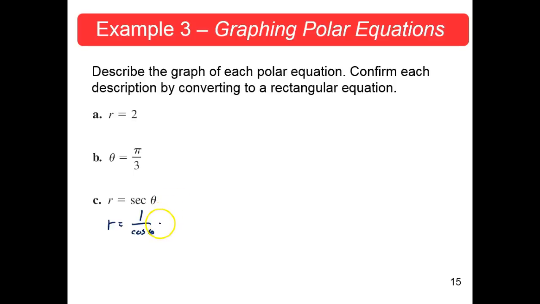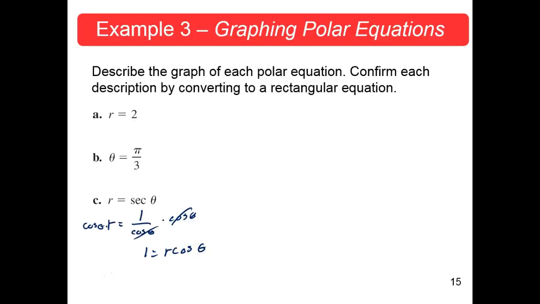What don't you like about it? That denominator. We don't like denominators, do we? That means fractions. We don't like fractions. Okay? So why don't we multiply both sides by cosine theta? Okay? So, what do we have here? 1 is equal to r cosine theta.